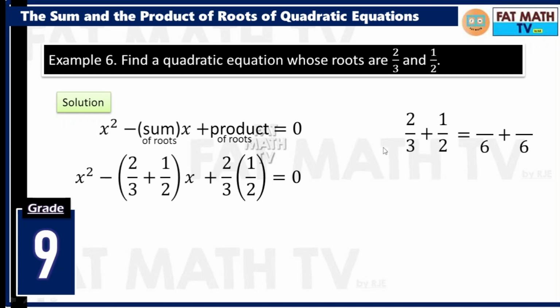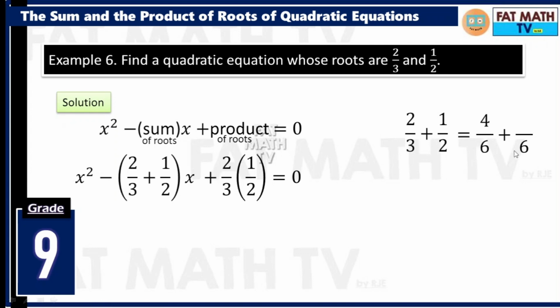That is 6. That's just 3 times 2 because these are relatively prime. So find the equivalent fraction of 2/3 whose denominator is 6, and find the equivalent fraction of 1/2 whose denominator is 6. So 6 divided by 3, that's 2. So 2 times 2 is 4. So 4/6 is the equivalent fraction of 2/3.